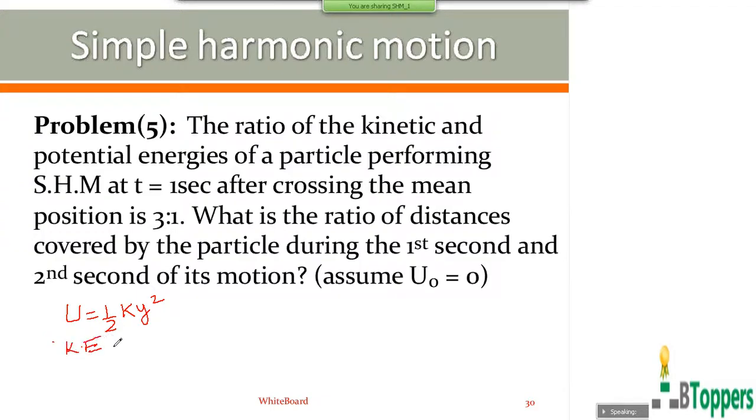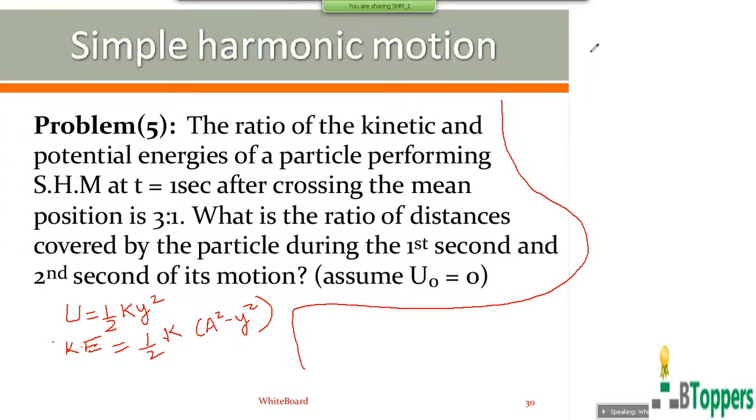The kinetic energy of the particle at the same instant is given by half k into a square minus y square. So let us find the displacement y from the mean position at the instant when the ratio of the kinetic energy and potential energy is 3:1. That means kinetic energy by potential energy is equal to 3 by 1, or you can say the kinetic energy is 3 times the potential energy.